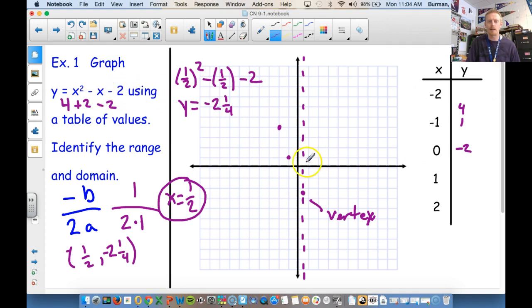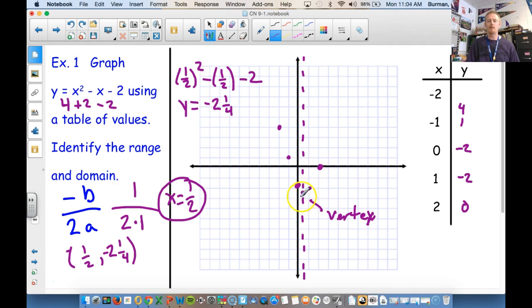0 minus 2 is negative 2. So 0, negative 2. 1 is also a negative 2. So we go to the right 1, down negative 2, and go to the right 2. So plug in a 2 squared, which is 4, 4 minus 2, which is 2, 2 minus 2, which is 0. So to the right 2, we have a 0 point here, right? Hopefully we just did that correctly.